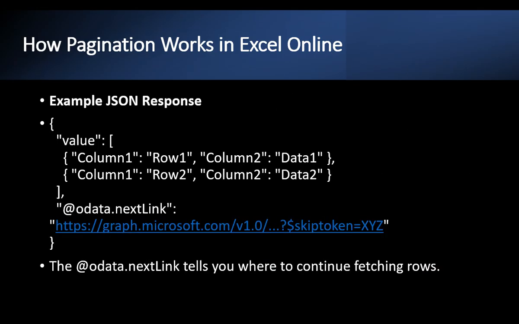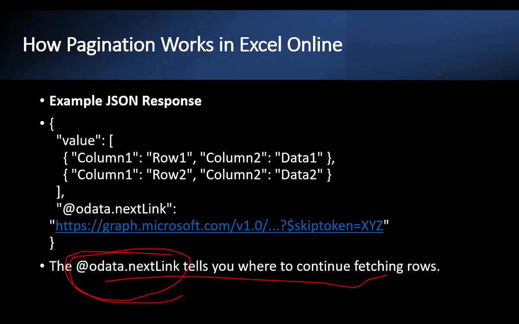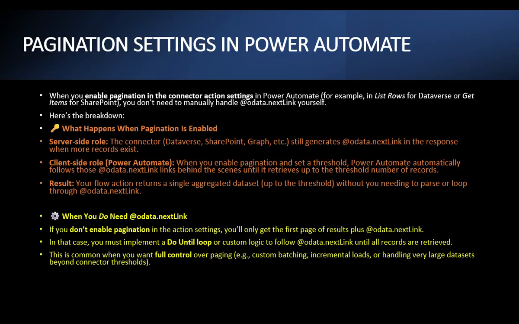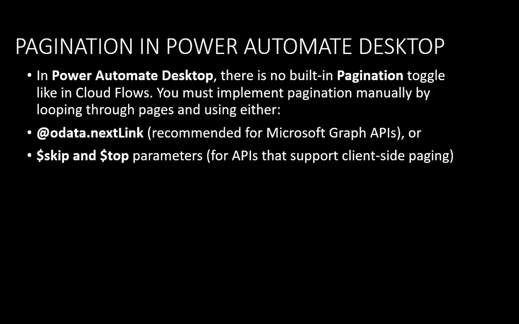This is a sample JSON response, as I said earlier. It tells you where to continue fetching. If this link is no longer sent in the response, you don't need to check for it, which means your data is empty and no more pages are available, right? So this is the pagination settings which I already explained in detail.